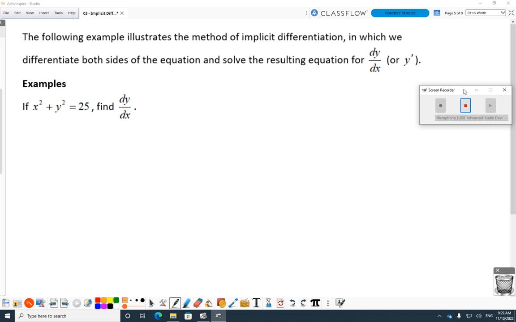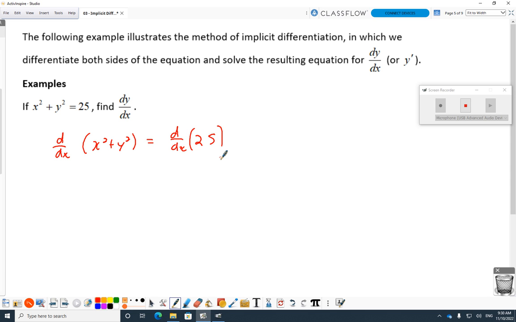So when you get a situation like this, don't solve for y. Don't go manipulate around and solve for y. With our new method, we can just go, okay, d by dx of this side, equals, not plus, equals d by dx of this side. And do each term one at a time.